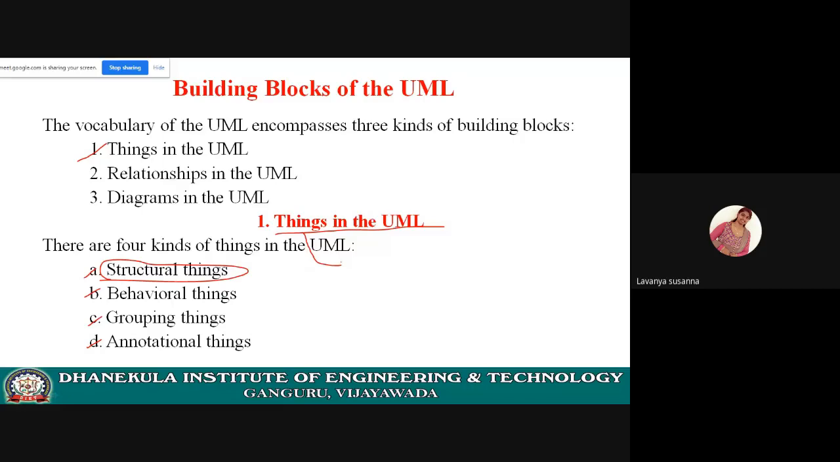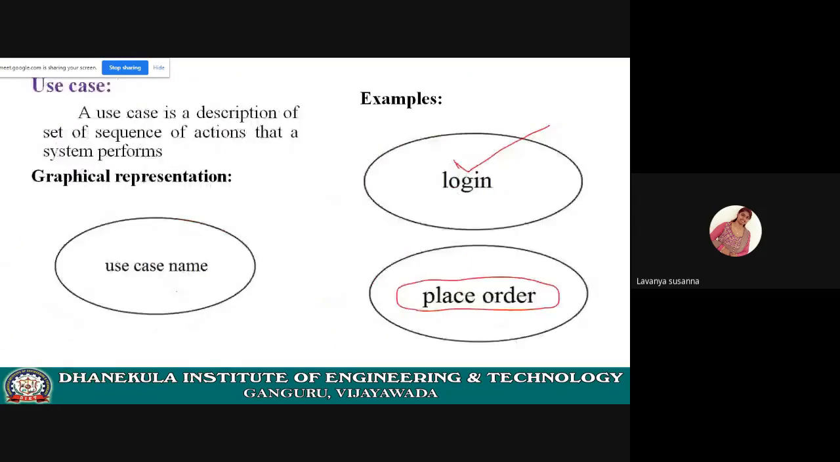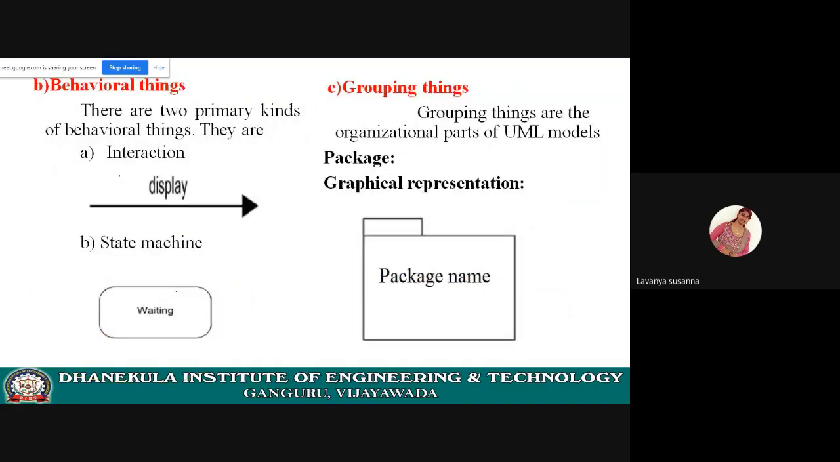Let us see behavioral things. What are behavioral things? Behavioral things are the dynamic part which represents some behavior. Structural things represent the static part, some physical components. Behavioral things represent some behavior, the dynamic part.